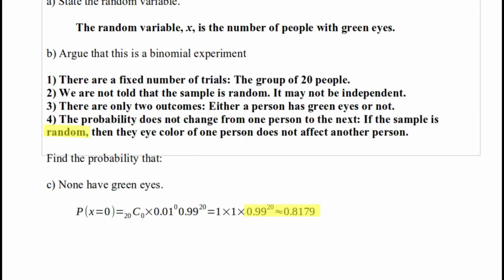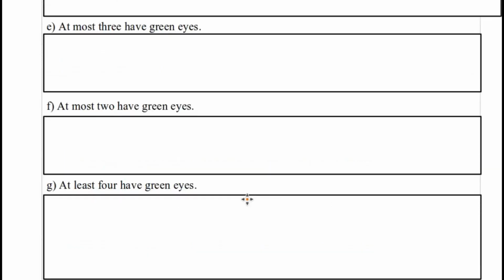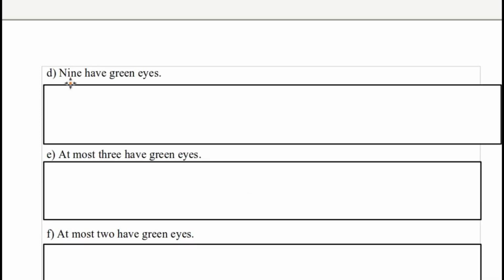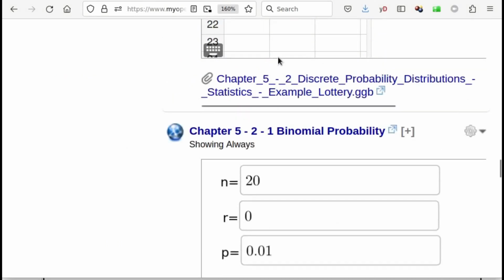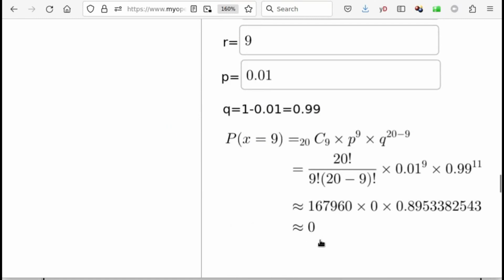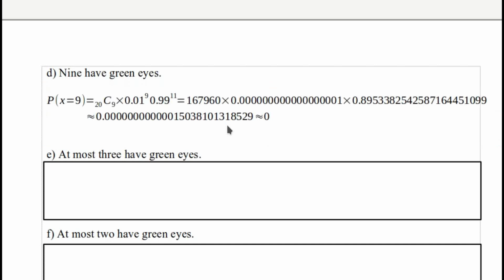Okay, so let's look at the next page and see what we're asked to do here. The probability that 9 have green eyes. Of course, we can do that with our binomial probability calculator. The number of successes now 9. And we can see that that gives us, well, approximately 0%. So let's enter that answer.